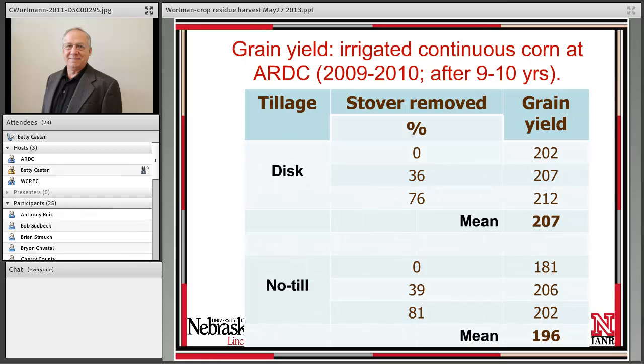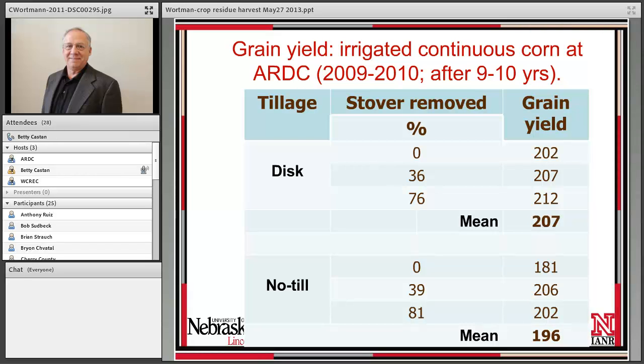And these are the results that Jim presented. So we have our disc and no-till. We see somewhat better yields with the disking as compared to no-till. Now remember, this is continuous irrigated corn, so quite an accumulation of crop residue if we're not removing. We see for the disking that there is this yield increase with removal, and the increase is even greater with no-till, at least for that first increment of removal, that is removing 39 to 40% of the crop residue.